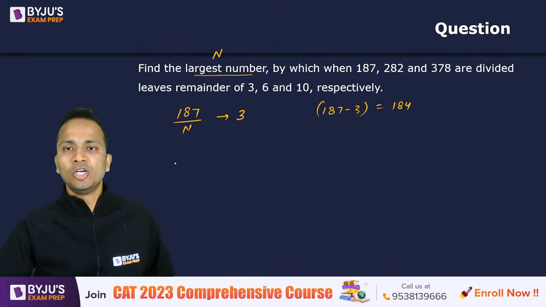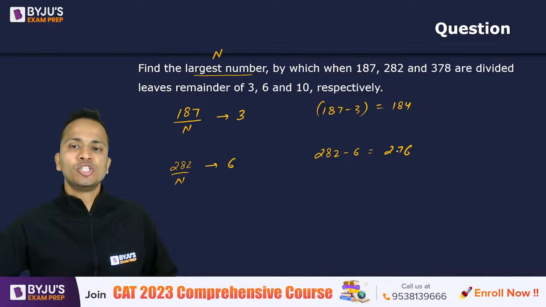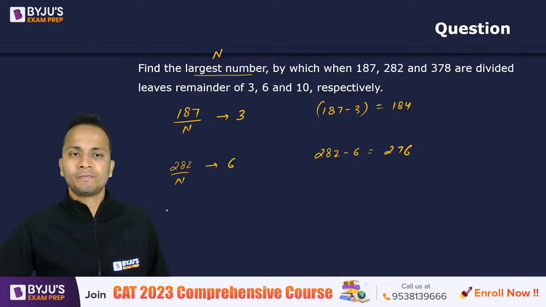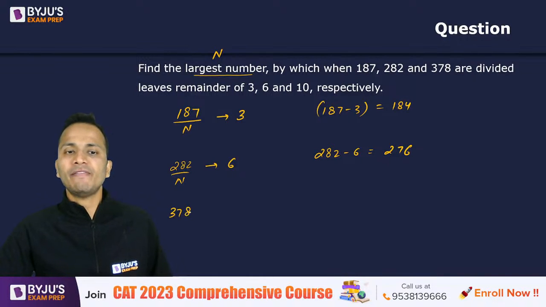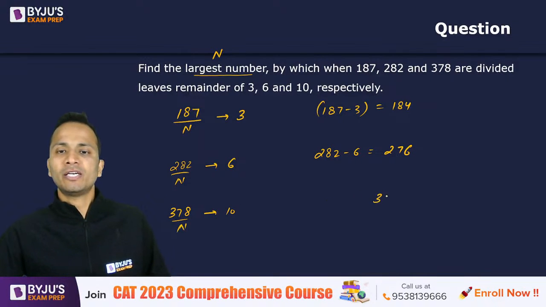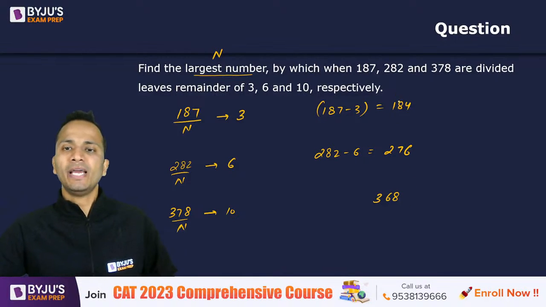Next number: 282 when divided by n, the remainder is 6. So 282 minus 6, that is 276. So 276 again should be completely divisible by n. Likewise for the third, 378 when divided by n, the remainder is 10. So 378 minus 10, that is 368. This number should be completely divisible by n.